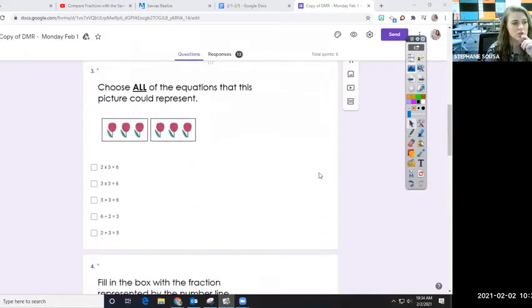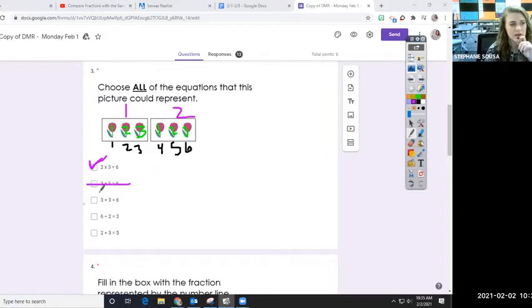Next one, choose all of the equations that this picture could represent. We have two groups. Each group has 3 flowers inside of it. 1, 2, 3, 1, 2, 3. This means that we have 2 groups of 3 because altogether there are 6 flowers. We do not have 3 groups of 3, so that one's wrong.